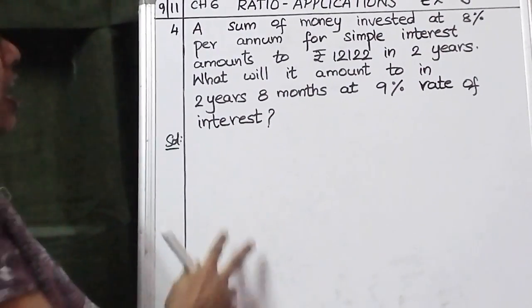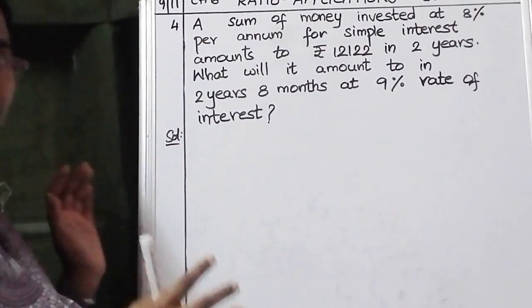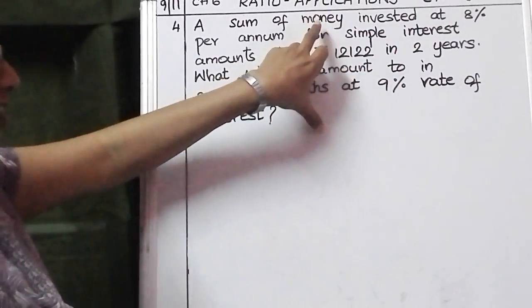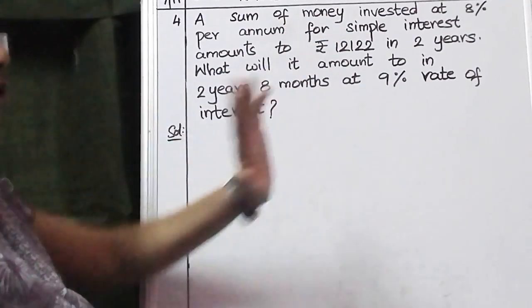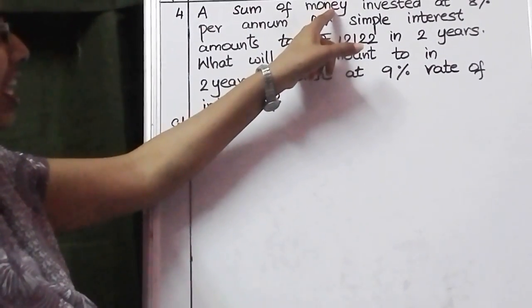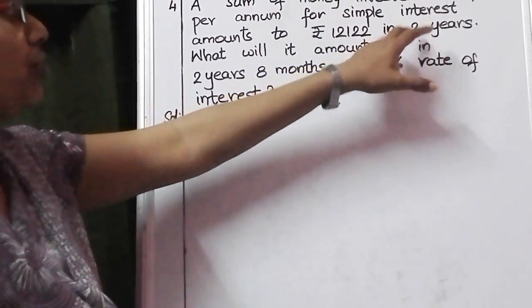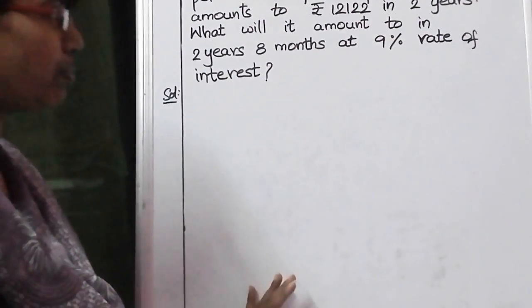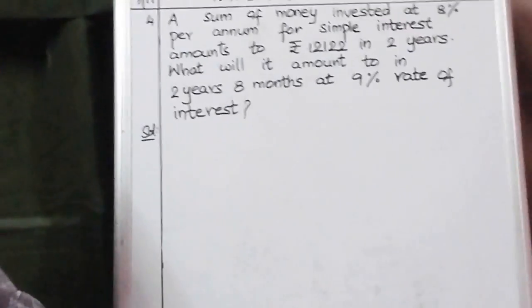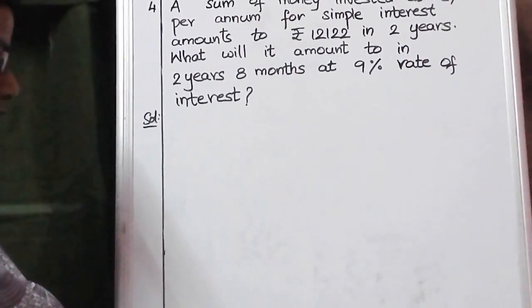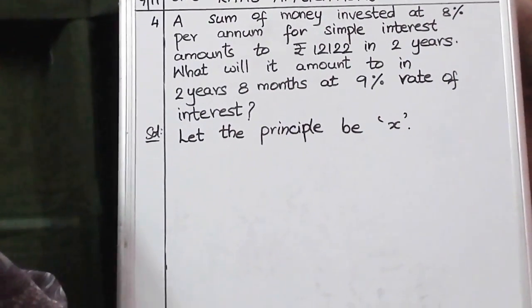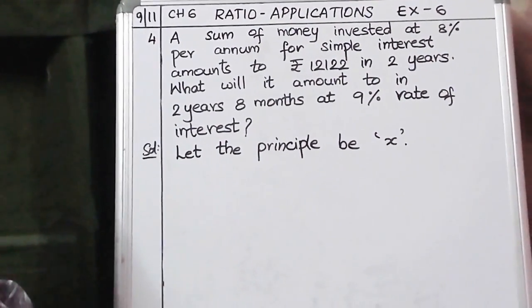Time is different, and here in the first part we need to find out the principal amount. A sum of money invested. It is invested, so it is the principal amount. You don't know how much the principal amount is. Let us take that principal amount as X. And then time is 2 years. Then find out the value of the principal amount, and then we are going to take the 2 years 8 months time duration and solve the problem. So let's begin. Let the principal amount be X.